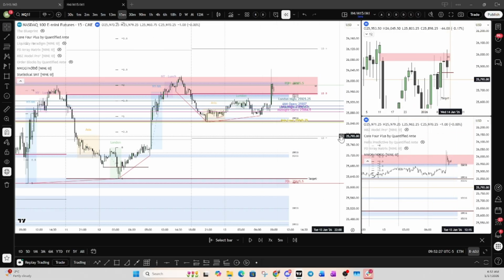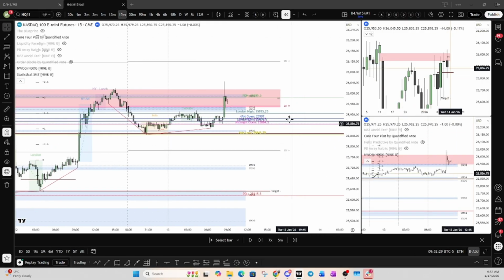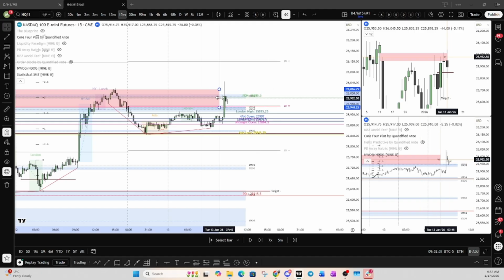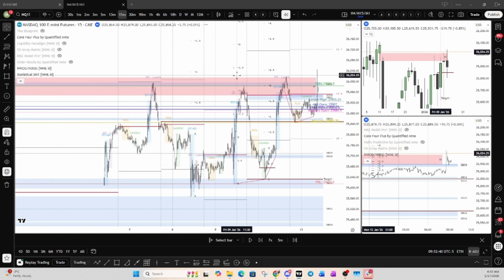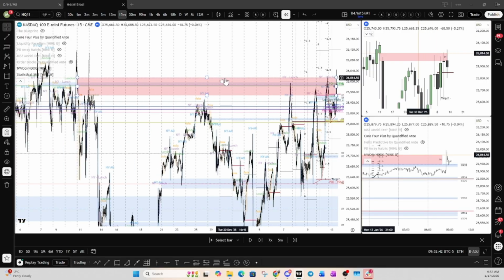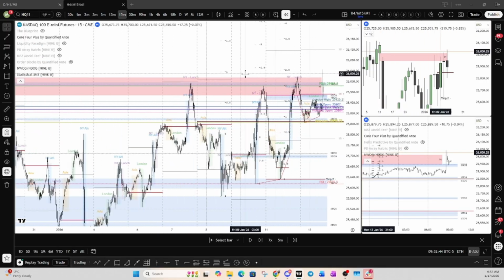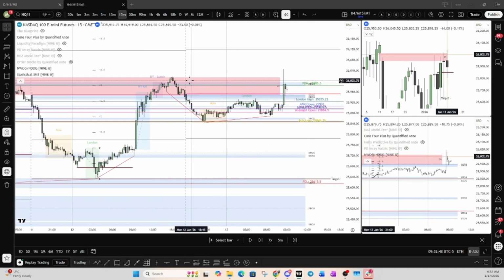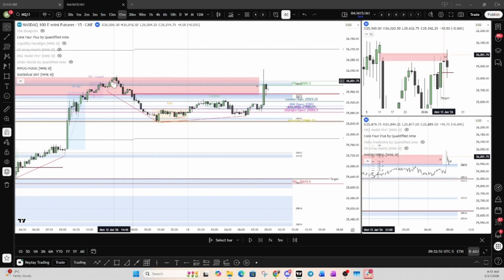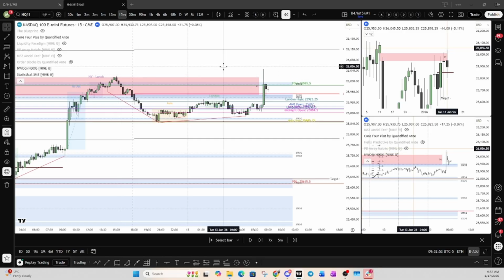Now we have back inside of this volume imbalance. We have a failure to close above here on the 15-minute wicks. And then if we look back here, wicking up into, I'm sure there's something we can pinpoint further back, but we take previous day high and we take that high there.